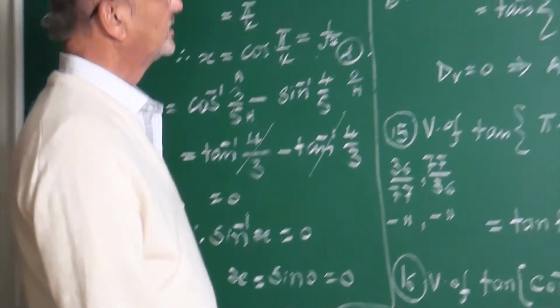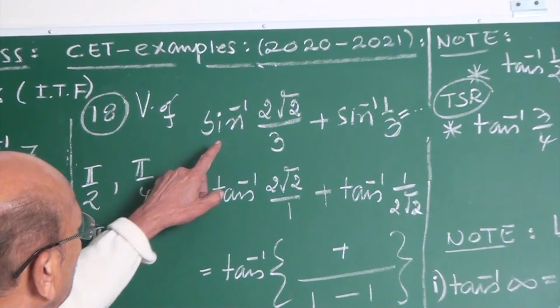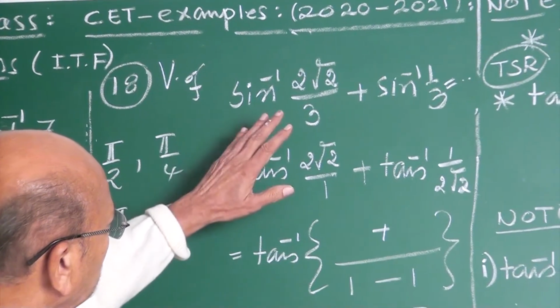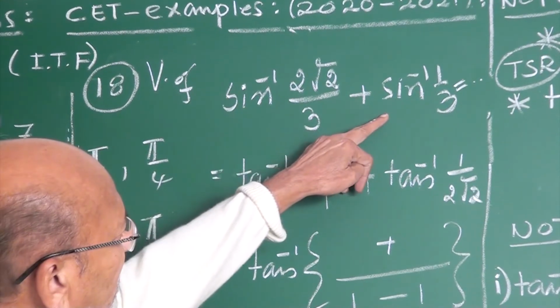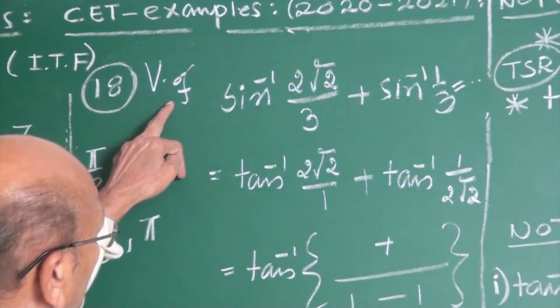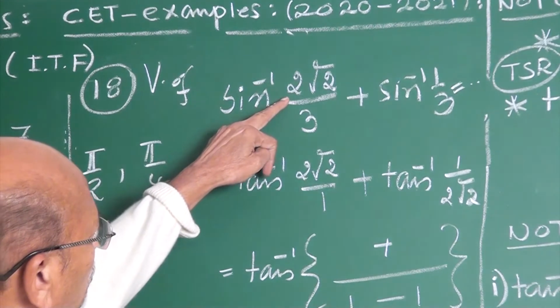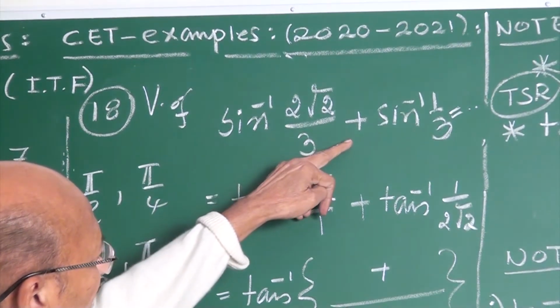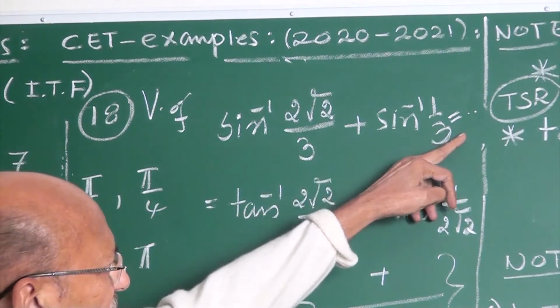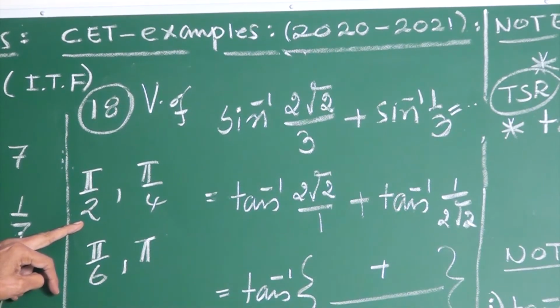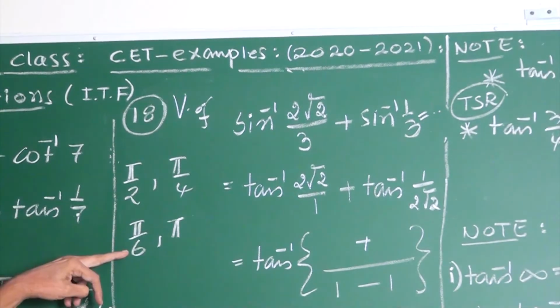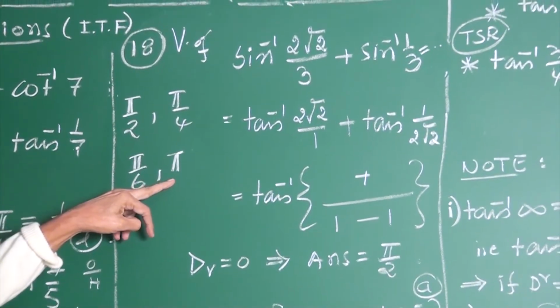Yes. Next one. It is also a good question, once appeared in CET. The value of sin inverse 2 root 2 upon 3 plus sin inverse 1 by 3 equal to that. These are the options, my friend: 5 by 2, 5 by 4, 5 by 6, 5.